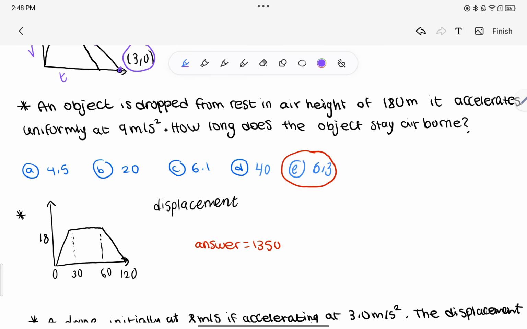Now for this question, an object is dropped from rest in air at a height of 100 meters. It will accelerate uniformly at 9 meters per second squared. How long does it take the object to stay airborne?